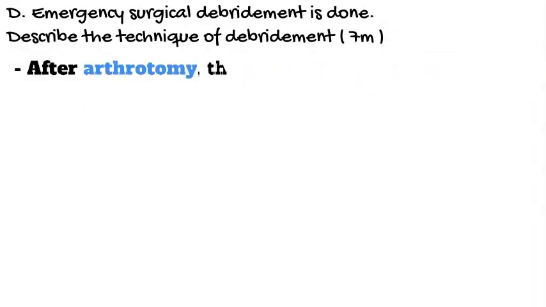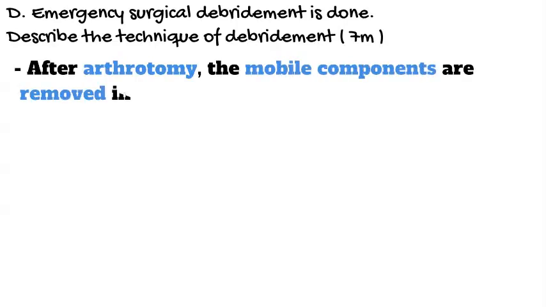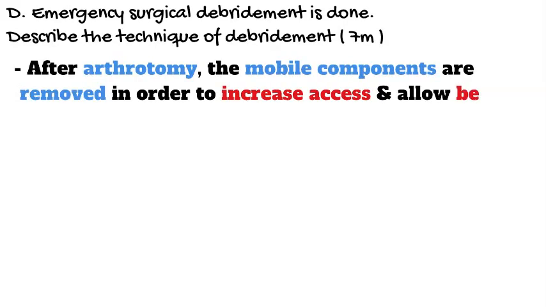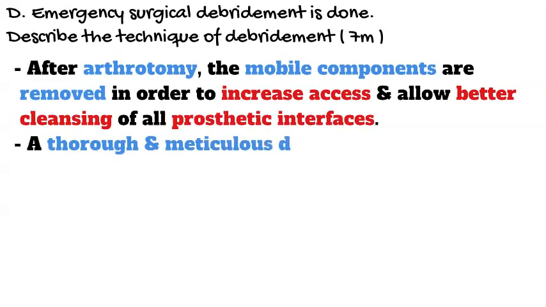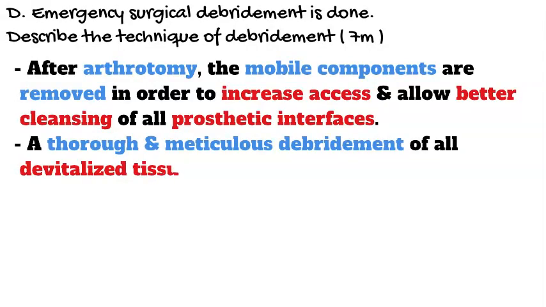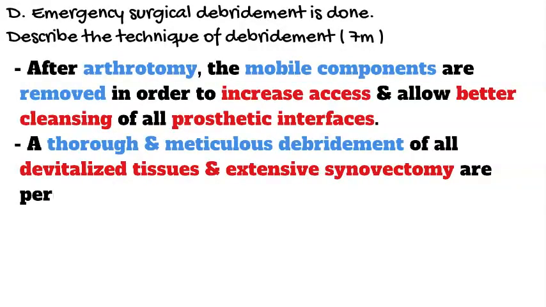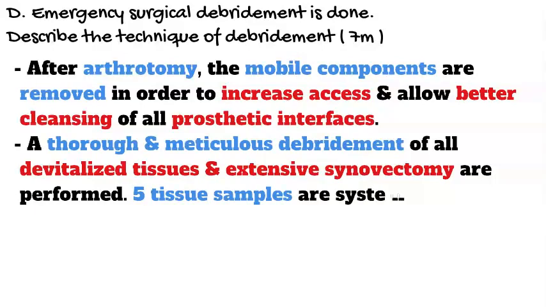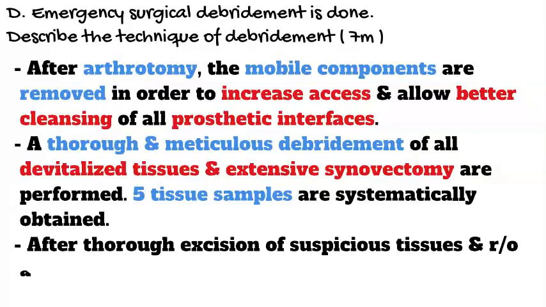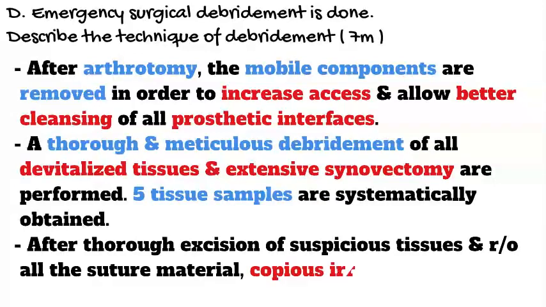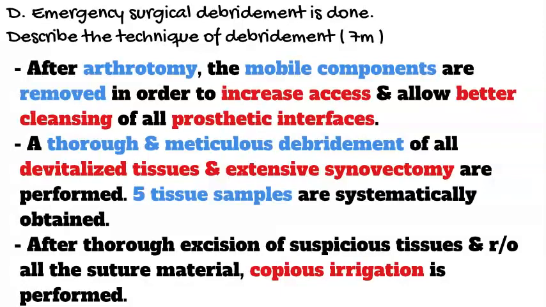After arthrotomy, the mobile components are removed in order to increase access and allow better cleansing of all prosthetic interfaces. A thorough and meticulous debridement of all devitalized tissue and extensive synovectomy are performed. 5 tissue samples are systematically obtained. After a thorough excision of suspicious tissue and removal of all the suture material, copious irrigation is performed.